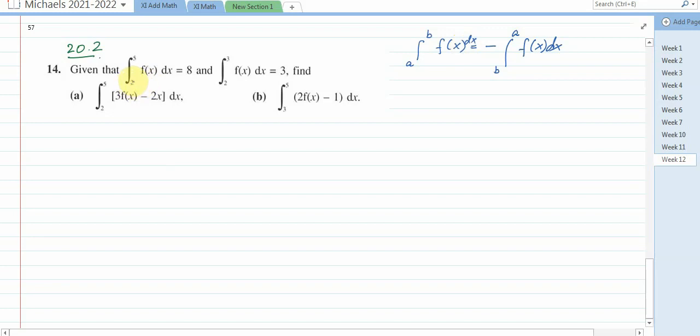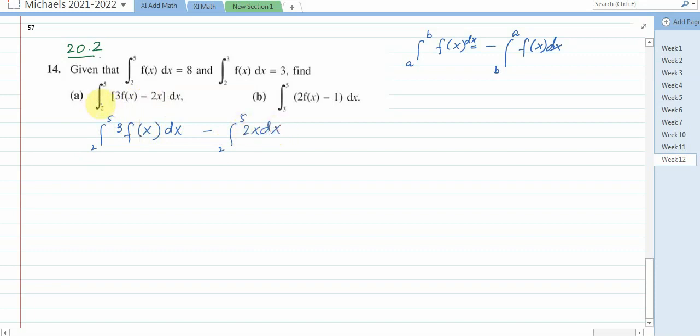So if you have the integral from 2 to 5 of f of x dx equal to 8, the data is given, and from 2 to 3 of f of x dx is equal to 3. So 2 to 5 is given and 2 to 3 is given. We need to find the integral from 2 to 5 of 3 f of x minus 2x dx. Firstly, if I expand the brackets, it will be integral of 2 to 5 3 f of x dx minus integral 2 to 5 2x dx, right?